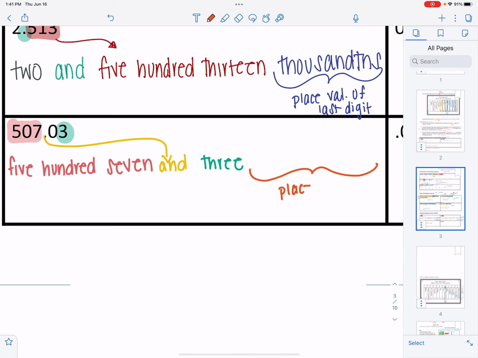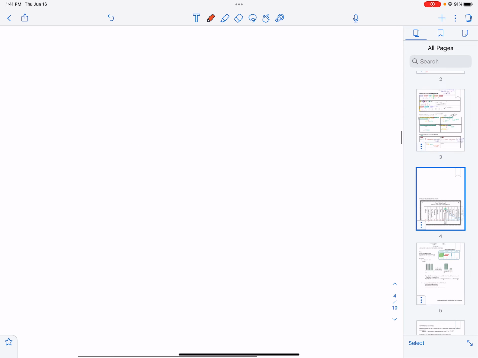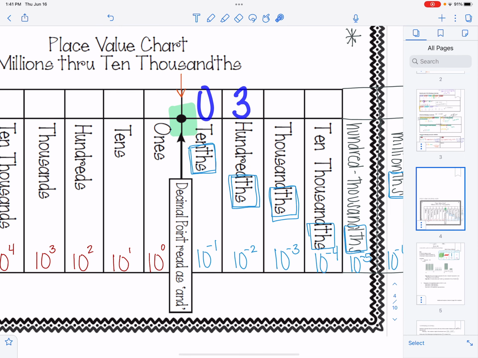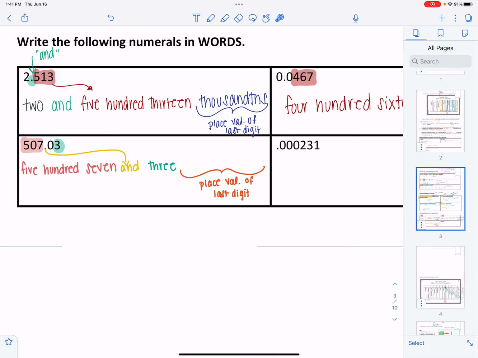The place value of the last digit. So that 3 is 2 spots to the right. And so on my place value chart, I've got 0, 3. So that 3 is in the hundredths spot. So that decimal is going to be written as 507 and 3 hundredths. Make sure you've got that THS on there. That's what makes it to the right of the decimal, not to the left.